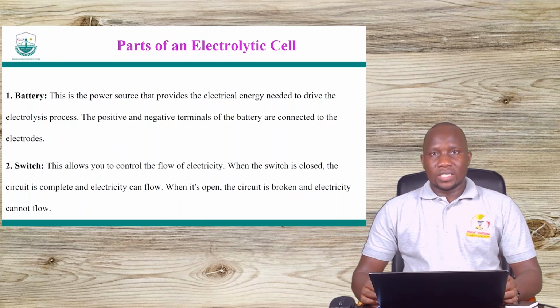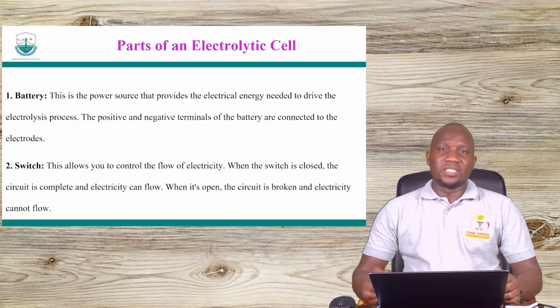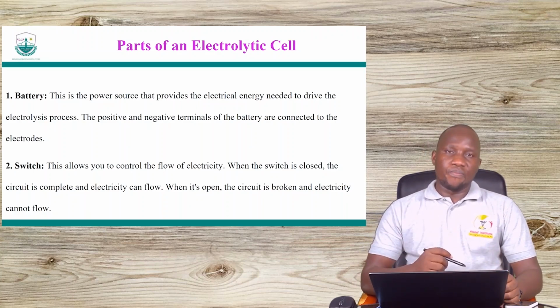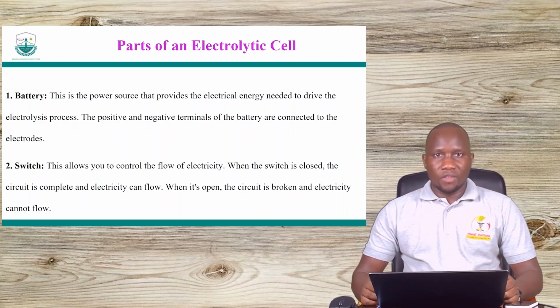The electrolytic cell has a source of power. That often is the battery, and it is connected to the electrodes. The electrodes are the anode and the cathode, and we shall look at what they really mean. And then there is a switch. When you switch it on, it means the electricity is going to move and complete the circuit. If you switch off, you're breaking the circuit.